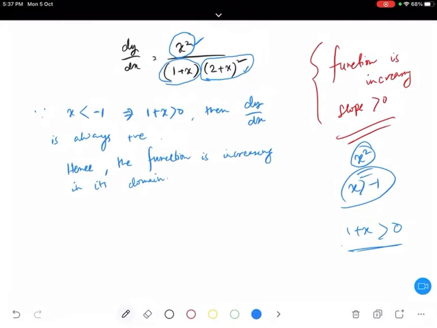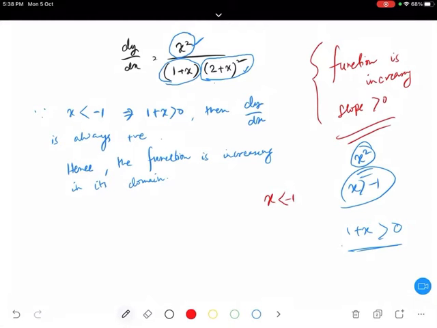So how did I find out that the function is increasing? We just need to find the slope. Then I need to prove that the slope is positive. If our slope is positive, then we can say that the function is increasing. So we see that x square is always positive, 2 plus x whole square is always positive. Now another condition is given in the question, that is x is greater than minus 1.